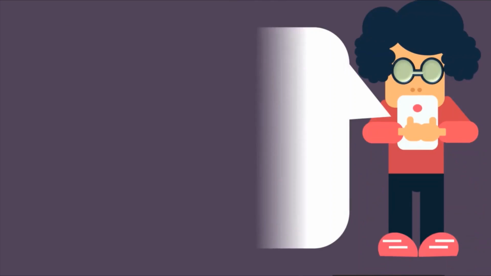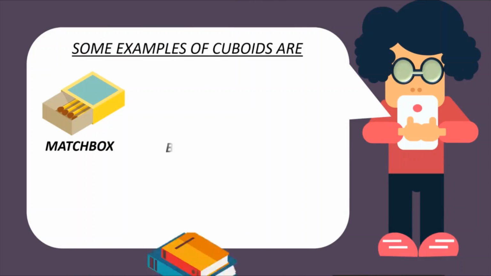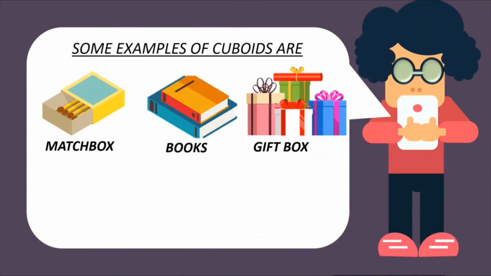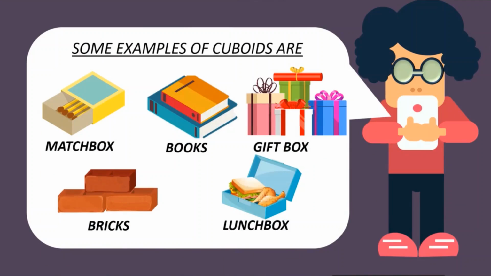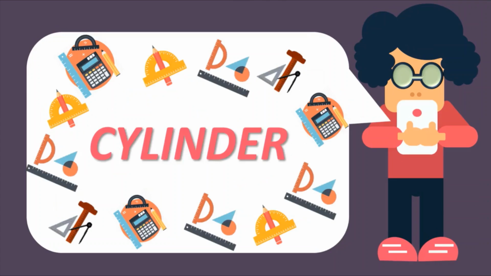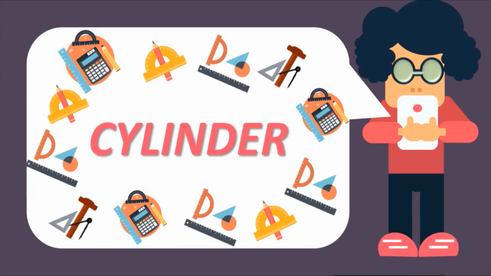Some examples of a cuboid are matchbox, books, gift box, bricks, and your lunchbox carrying yummy lunch. Now we come to the next solid figure, and that is a cylinder.